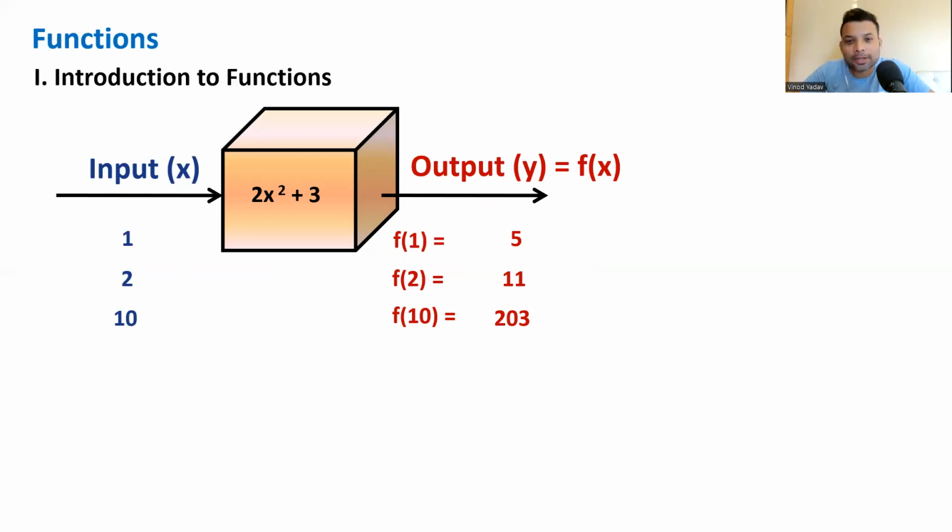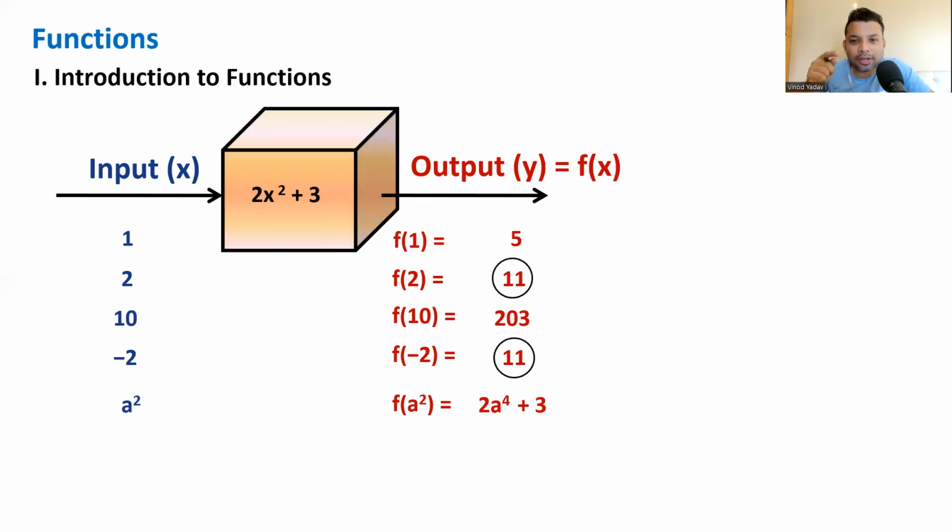Yes. -2. Come on, guess it. Superb. 11. F of -2 is 11. Okay. A square. Yes. 2 times a raised to 4 plus 3. Isn't it? A square ka square. So a raised to 4, double, then add 3. All right. Did you observe something? Here there are two outputs which are same, 11 each. But inputs were different, 2 and -2. That's perfectly fine. Yeah. So here two outputs were same, even though they were two different inputs, but they gave you the same output.